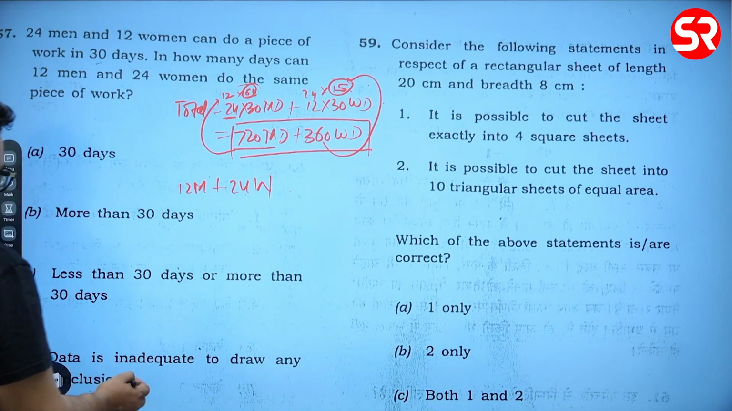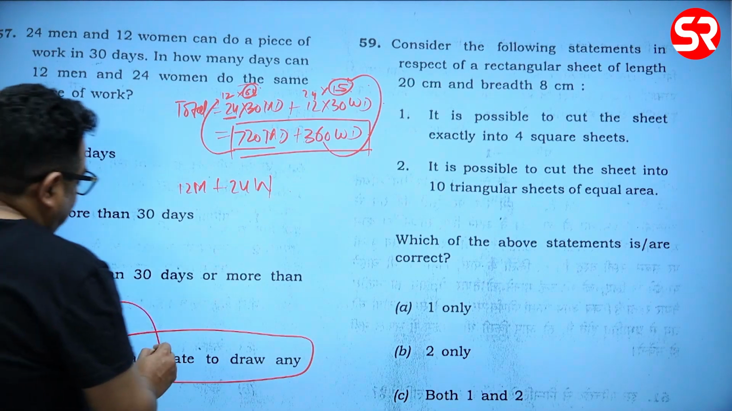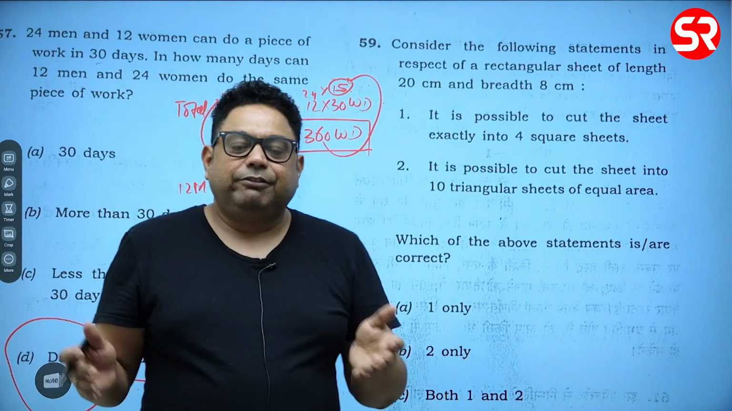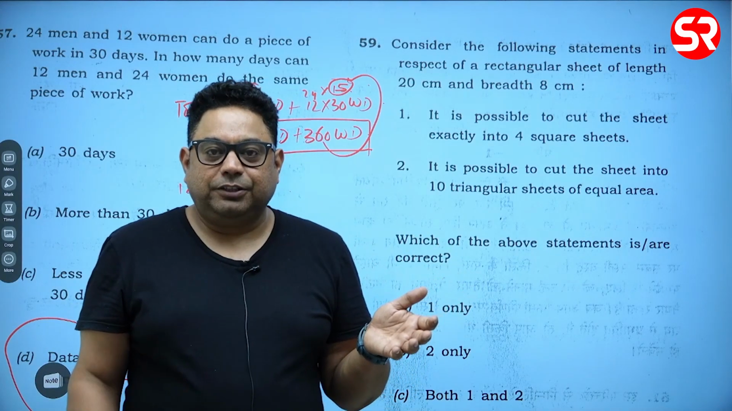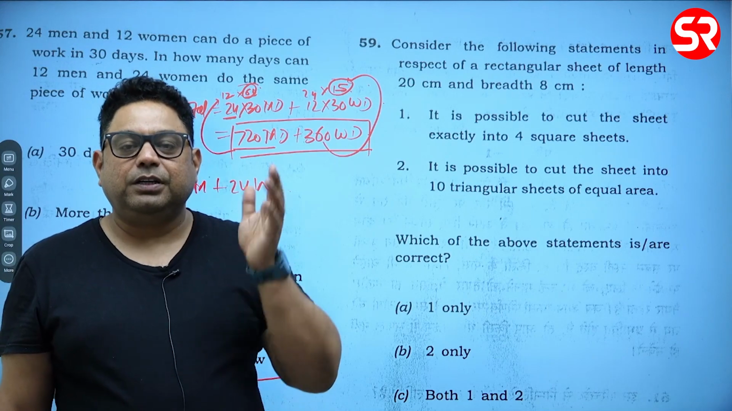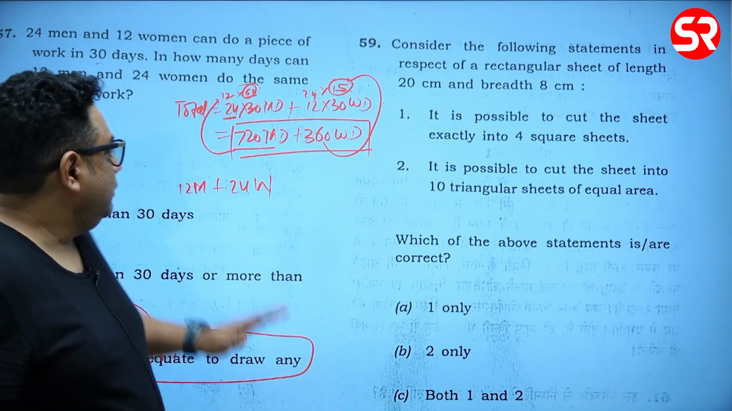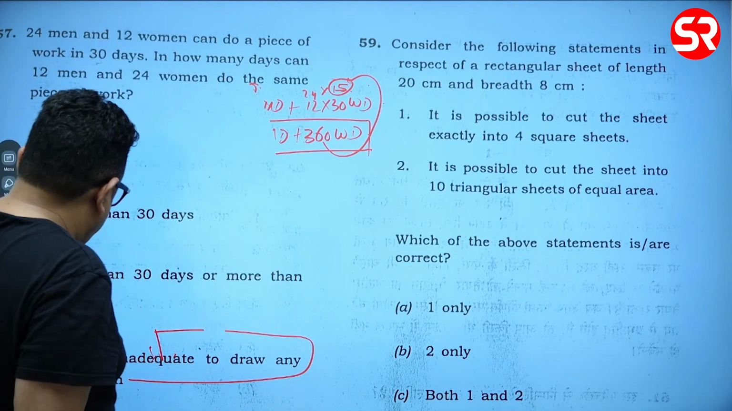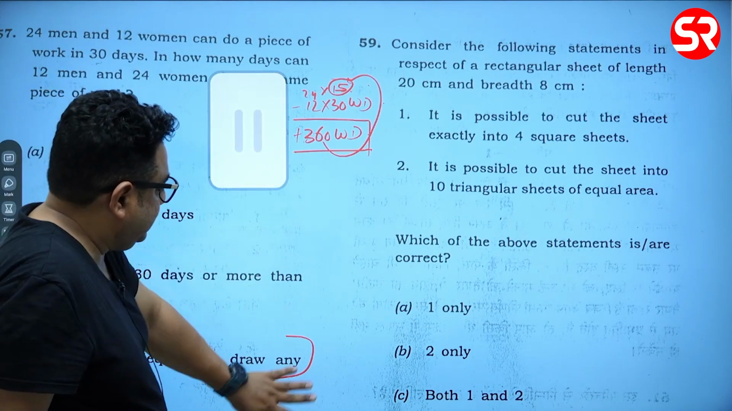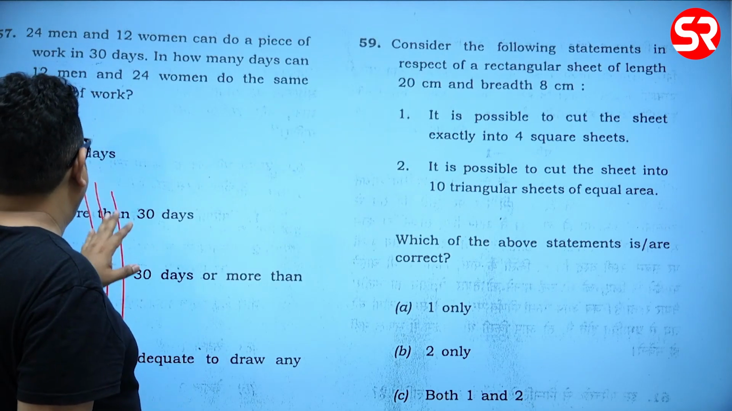I think data is inadequate because there is no comparison given between men and women. If you check out what we have done in our theory classes also, you would realize that there has to be a relationship between a man and a woman to get an exact answer, which was not given to you. All right. So your answer is data is inadequate. All right. So 57 done, guys.